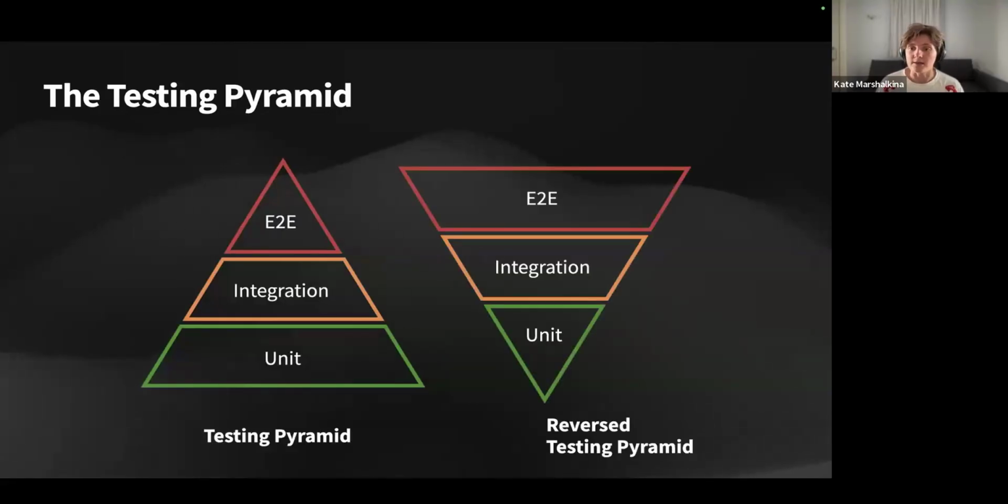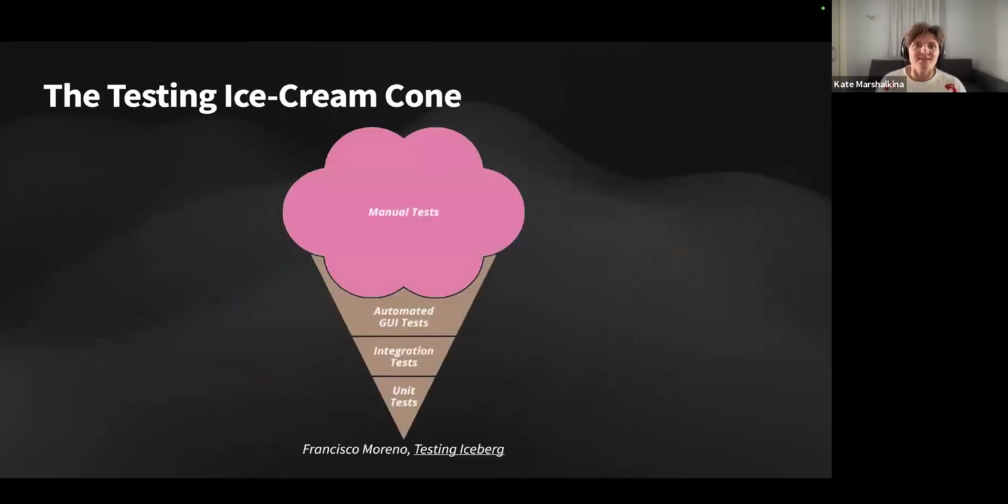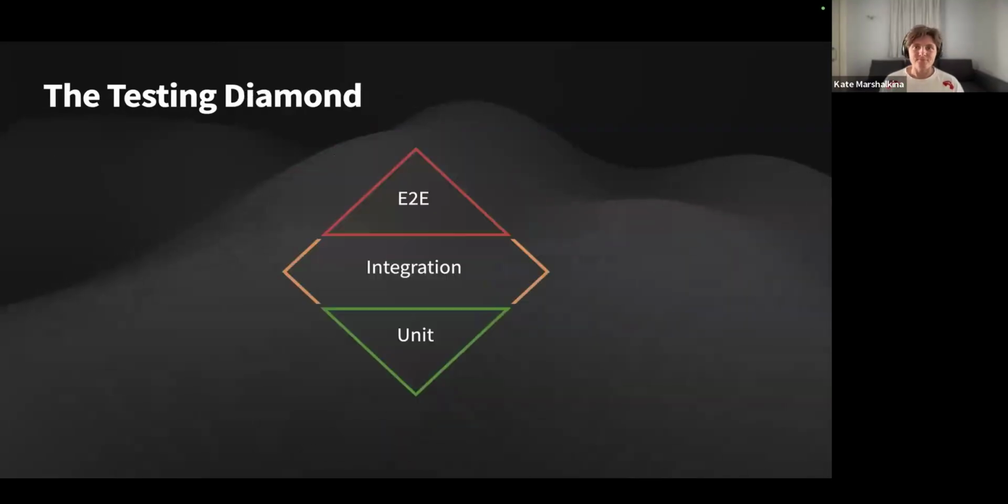Another option we had is the reverse testing pyramid, basically putting the pyramid upside down. If we put a bit of ice cream on top, then we get the default testing strategy for many companies, the testing ice cream cone. Most of the testing is manual, and only some of that gets automated. Not that tasty. Yet another option is the testing diamond. It puts the main focus on integration tests.